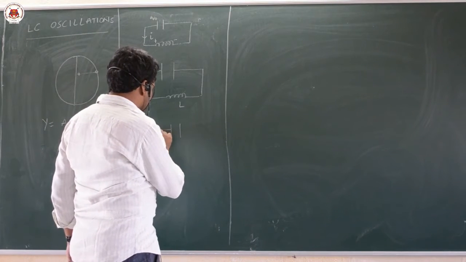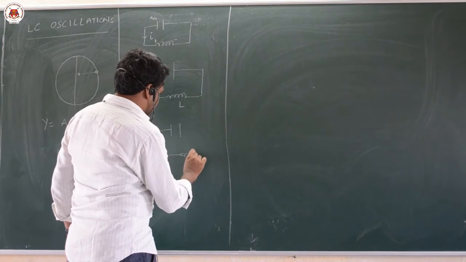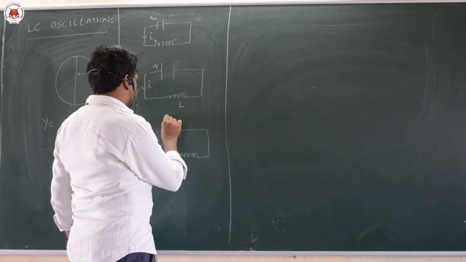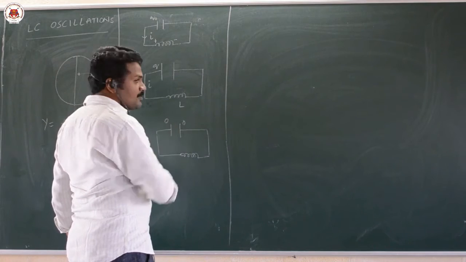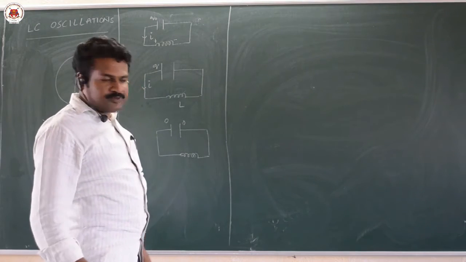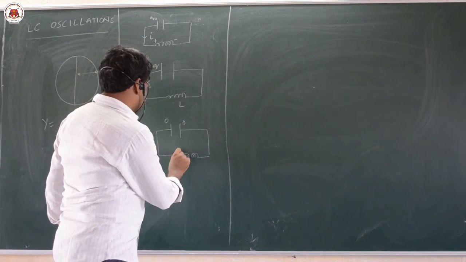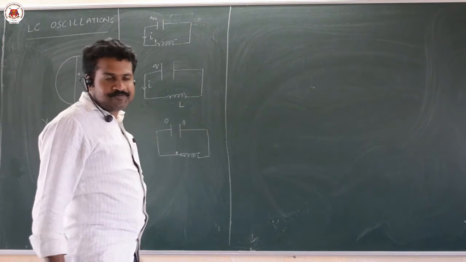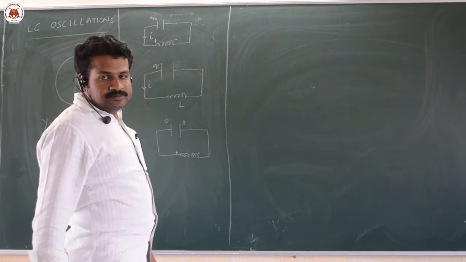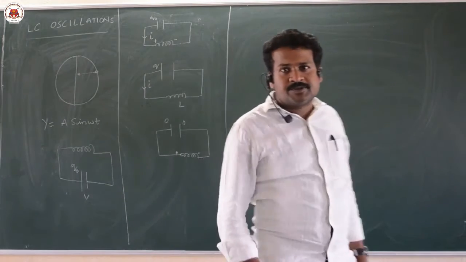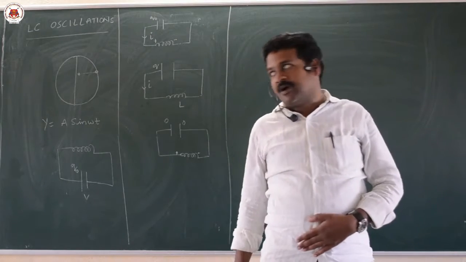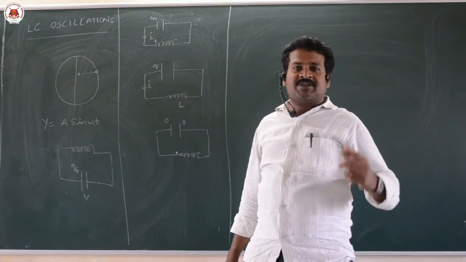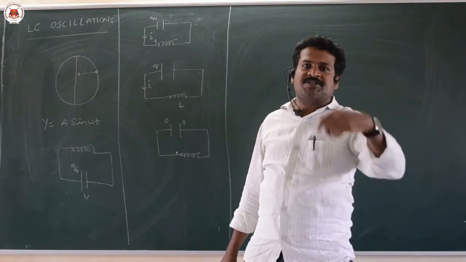The total charge present in the capacitor reaches 0. Charge has become 0. Now what happens? The capacitor is connected to the inductor. All the energy is associated with the inductor only. Now the inductor starts charging the capacitor.